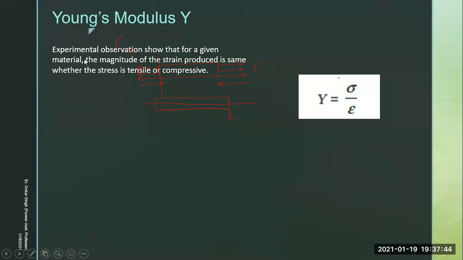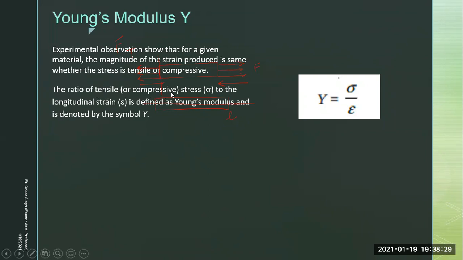Experimental observations show that for a given material, for most of the metals, the magnitude of strain produced is same whether the stress is tensile or compressive. What does that mean? Whether I am applying tensile force or compressive force, the amount of strain is same. Suppose I apply 10 kilonewton of tensile force and the elongation is 1 mm. Then for the same amount of compressive force, the shortening in the length will also be 1 mm.